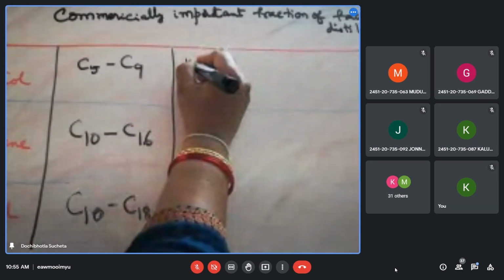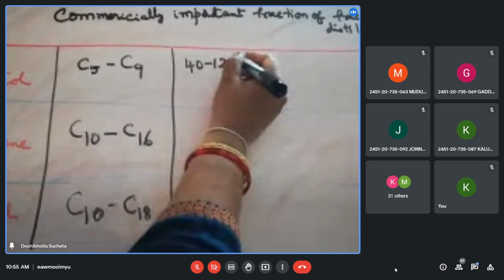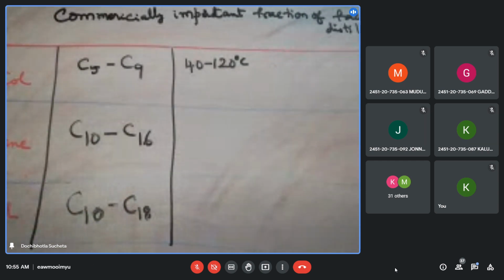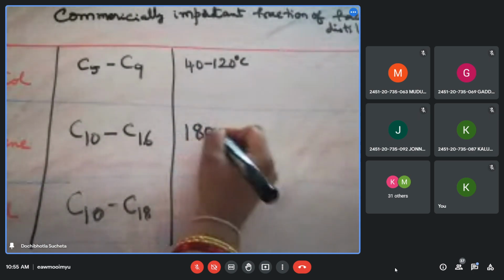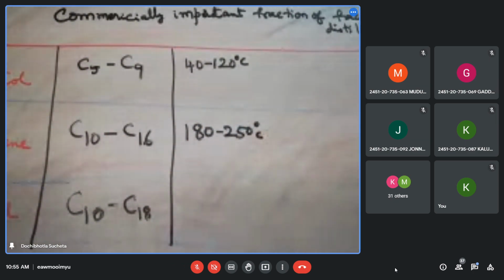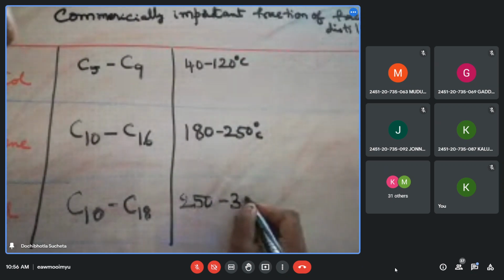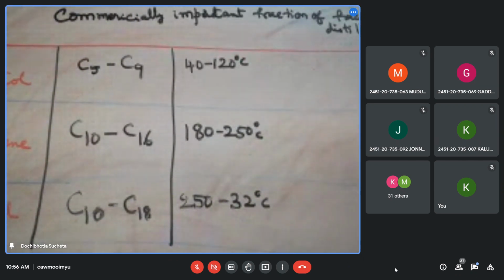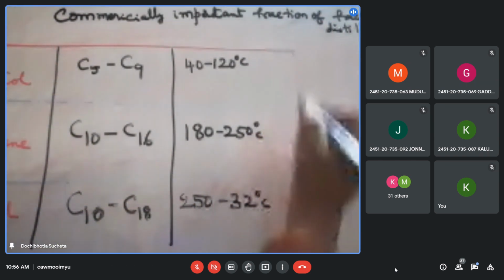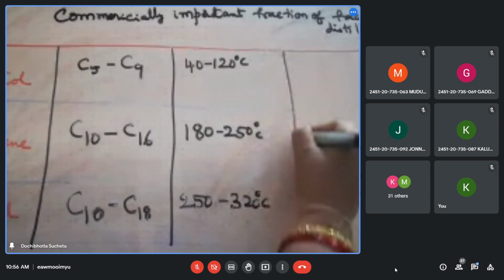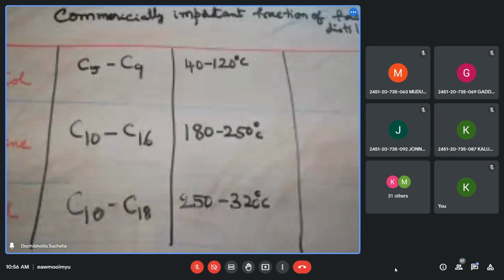Next, the boiling range, very important. 40 to 120 degrees centigrade is the boiling range of petrol. Kerosene is 180 to 250, and diesel is from 250 to 320 degrees centigrade. Very important points.